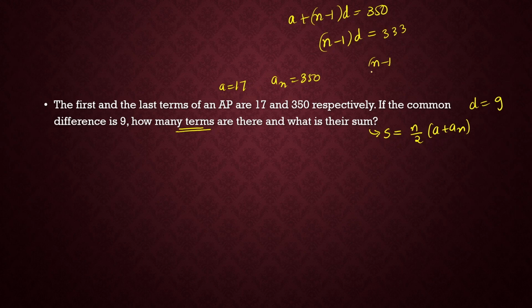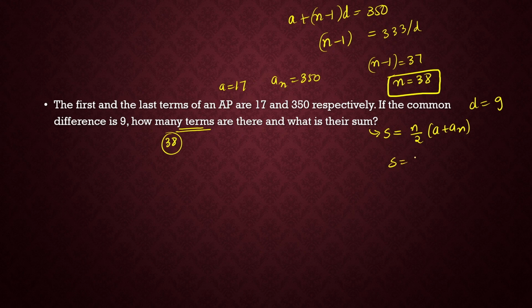Now n minus 1 is equal to 333 divided by d. Now the d value is equal to 9, so that is equal to 37. So the value of n is equal to 37 plus 1, that is equal to 38. Okay, you got the value of n. Now what you have to do is substitute. So there are totally 38 terms in the given AP.